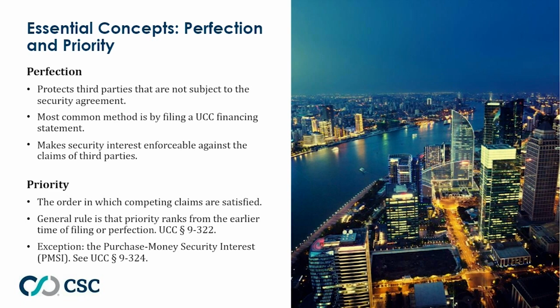And then with priority, priority just means it's the order in which competing claims are satisfied. The general rule is that priority ranks from the earlier time of filing or perfection, stated in UCC Article 9, Section 322. There is one exception to priority, and that would be the purchase money security interest, also referred to as PMSI. You would reference that at UCC Article 9, Section 324. Generally, with a PMSI, that creates a first priority security interest.